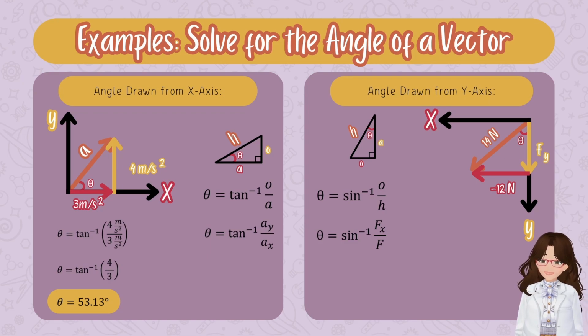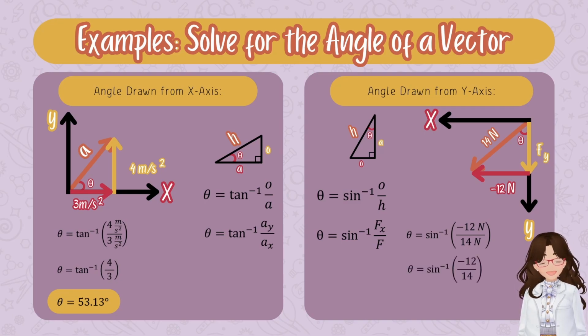Now, let's look at it from the perspective of the y-axis. We can see that we're given Fx and the total magnitude of the force, F, but we don't have Fy. However, we want to solve for theta, so I can see we have opposite and I have hypotenuse, so I want to use inverse sine. So in this case, my inverse sine statement is going to be Fx divided by F. And that's going to be negative 12 newtons divided by 14 newtons. Once again, those units cancel, and it's just a ratio of negative 12 divided by 14. Now this will give us a statement of negative 59 degrees.